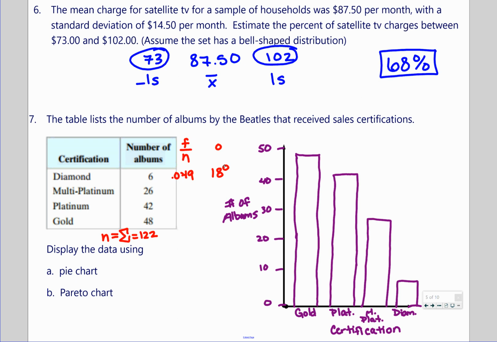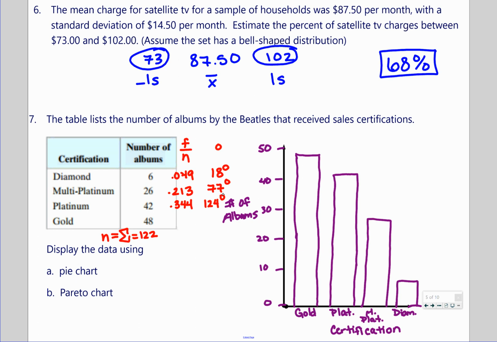So 26 out of 122 gives me 0.213. Multiply it by 360, to the nearest degree, 77 degrees. 42 over 360, 0.117. Oh, I did divide by 360. Why did I do that? Divide by 122. Hold on. Let's try that again. 0.344, that's better. Times 360, I get 123.9, so we'll say 124.